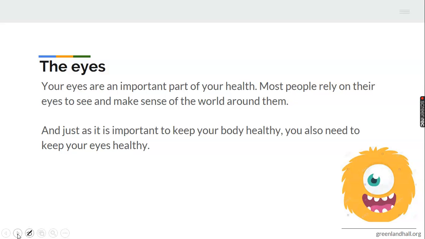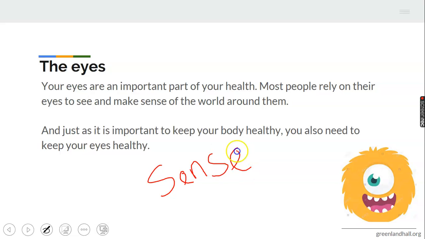And just as it is important to keep your body healthy, you also need to keep your eyes healthy. So the eye is important. You know what I said? If you can remember, this is a sense organ. Sense for words, organ for sight. That is seeing. So that's the definition we can take on the eye.